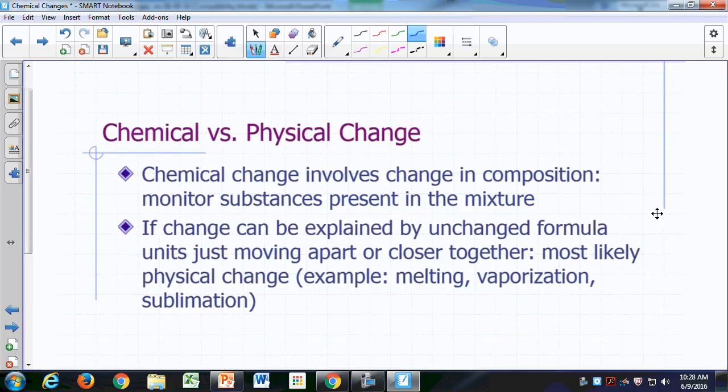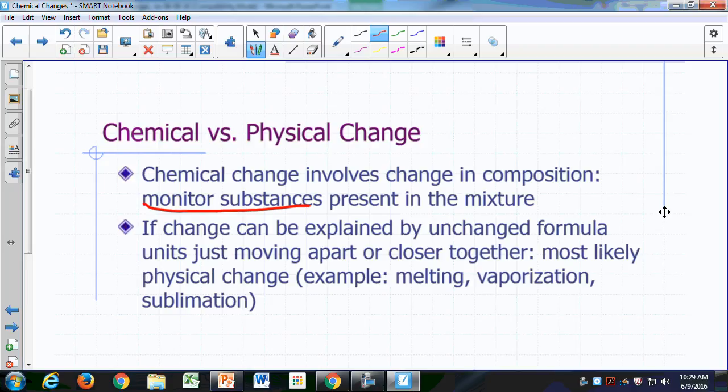A chemical change involves a change in composition. So how can you tell if the change you're observing in the lab, or in nature, in fact involves a chemical change? Well, the surefire way of knowing is to monitor the substances in your sample. If you have transformation of one substance to another, you can do tests for the substances, then you know for sure.